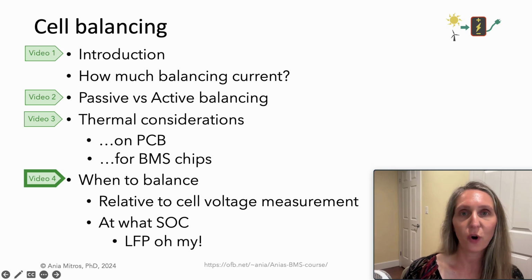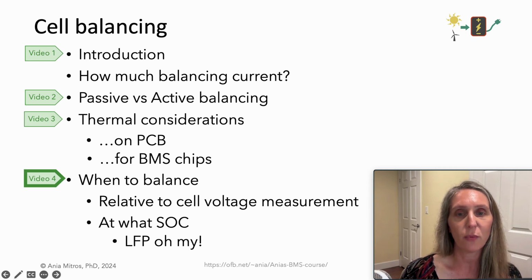This is video 4 in the lecture on cell balancing. In this video, we'll discuss when to balance, both the low-level firmware consideration of interweaving balancing with measurement and the algorithmic question of at which state of charge it is best to balance.